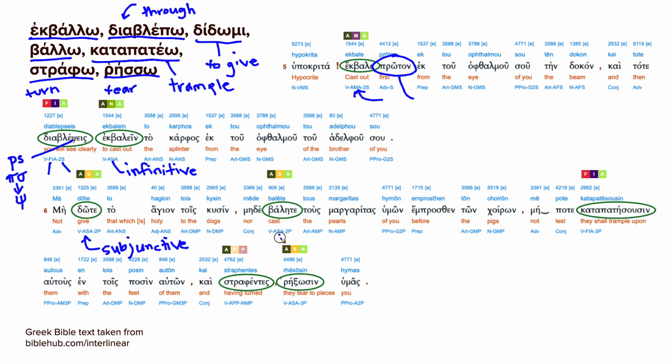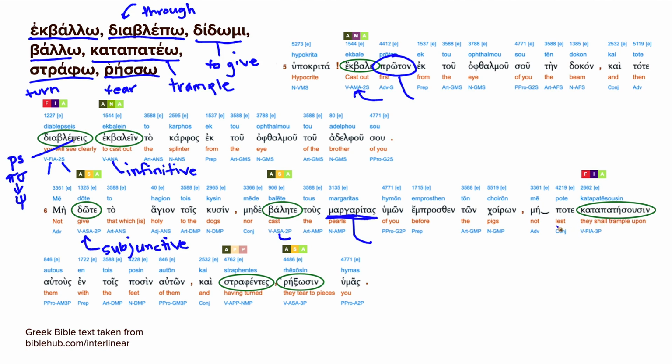All right, and then here again, we have the subjunctive, nor cast out. Again, this is a use of a command. With mede, instead of saying and not, you just say mede balete. And then margaritas, just pointing out that means pearls. I don't know if you knew what the original source of the word margarita was. It's not a drink, no, and it's not a flower, and it's not a woman. So there you have it.